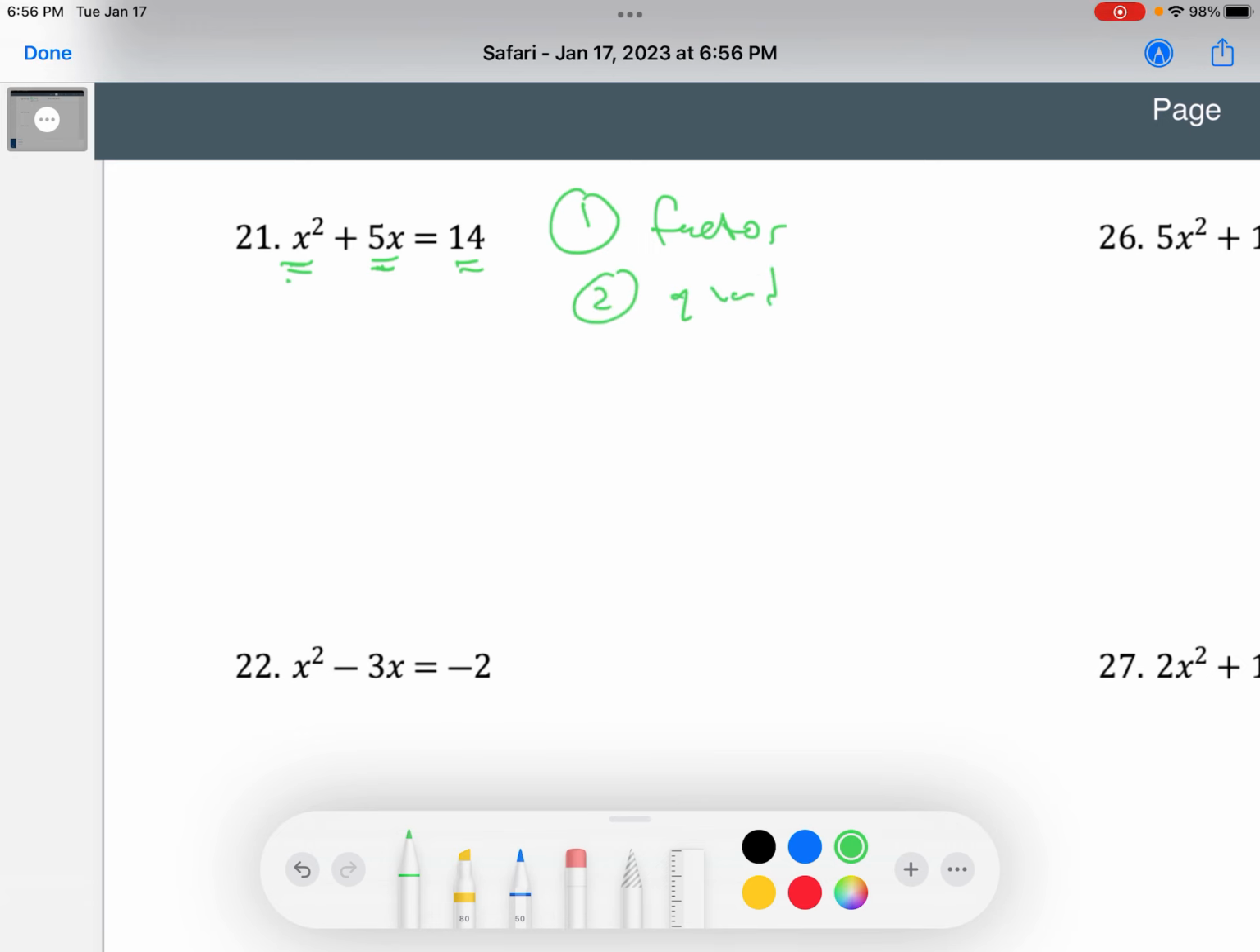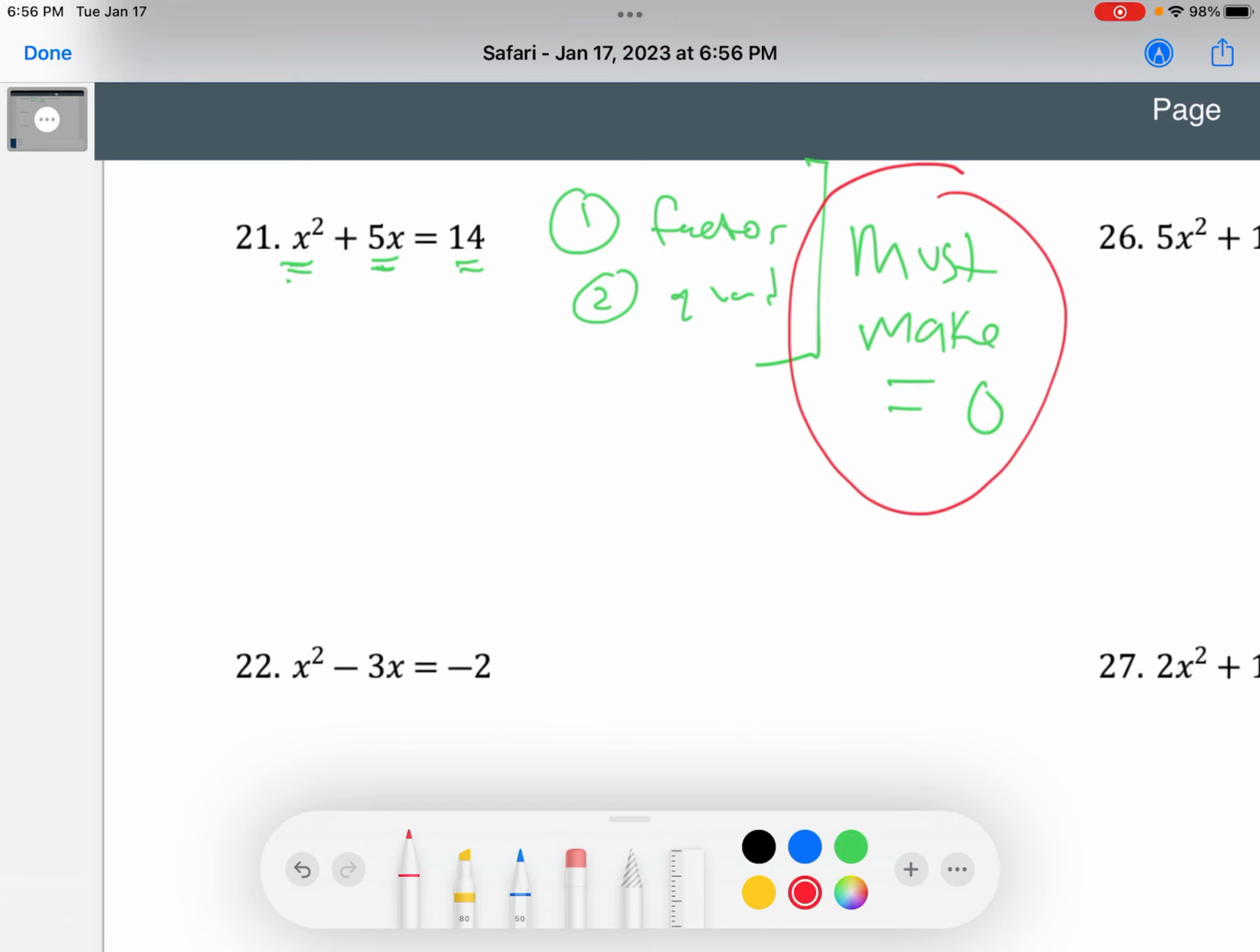Now, it's always easiest to factor if you can, but for both of these, you must make the equation equal to 0, okay? Circle that, put some arrows around that. You must make it equal to 0. No matter what method you use, it has to equal 0. So let's make this equal to 0. We're going to subtract 14 from both sides. Let's rewrite this out. x squared plus 5x minus 14 equals 0.